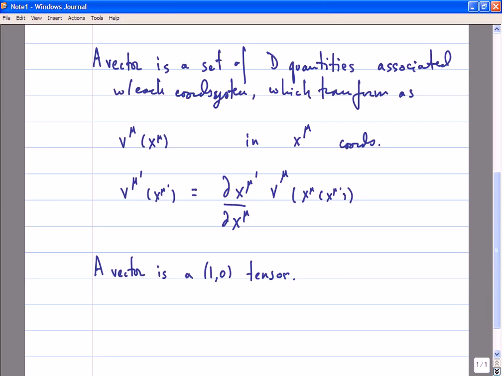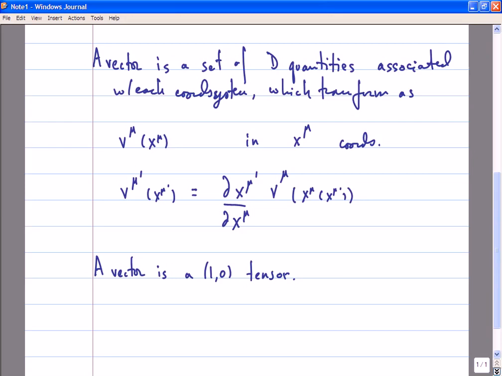Okay. Now, although it might not be 100% obvious, yes, question. Is this a fundamental definition of a vector? Or does it transform like this to keep some other quantity invariant? There are many different ways that one could define a vector. This is how I am choosing to define it in this class.